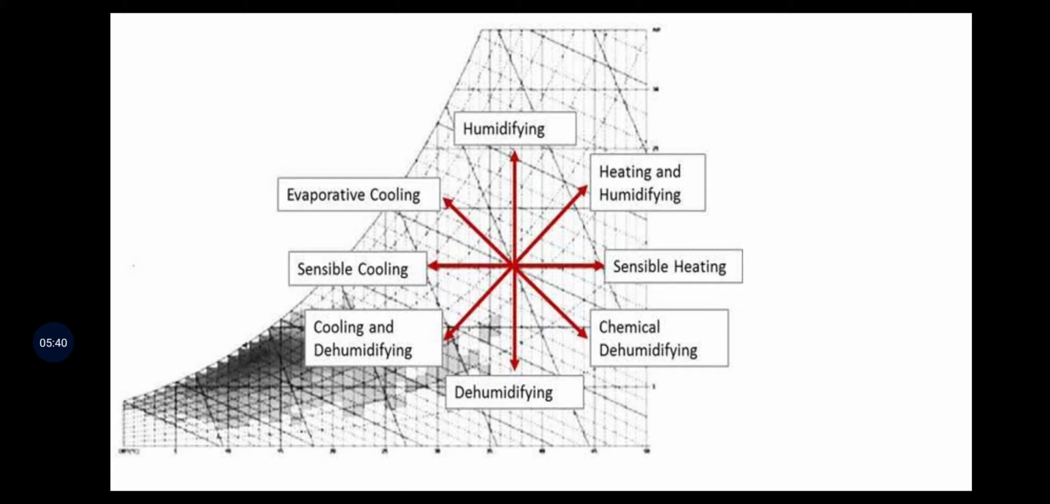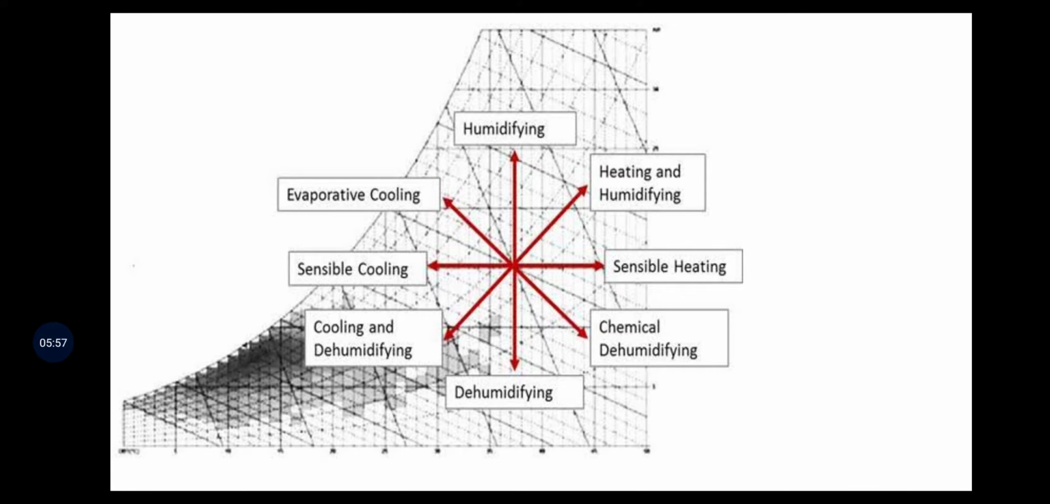The various kinds of directions. The vertical straight line will represent the humidification process. If the point is going from down to up, it will represent the humidification. If the point is coming from up to down, it will represent the dehumidification.